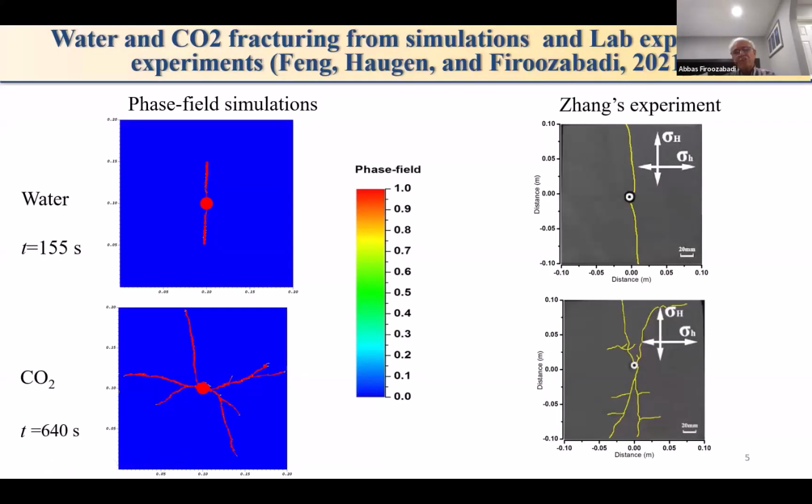Same thing with CO2. If I do it with CO2, let's go to the experiment. This is what we do with water, this is what we get with CO2. So there are a lot of branches here. I need a surface area, basically, so that's helpful. And if I simulate it, this is what we have done. In the simulation, we see a difference between the two. Still, we are not capturing all the elements. I'll mention why.